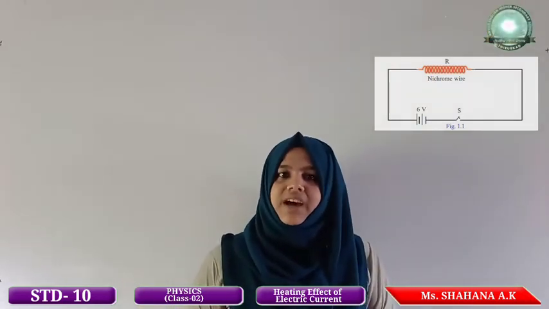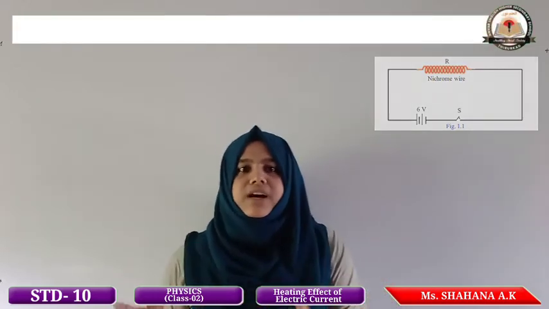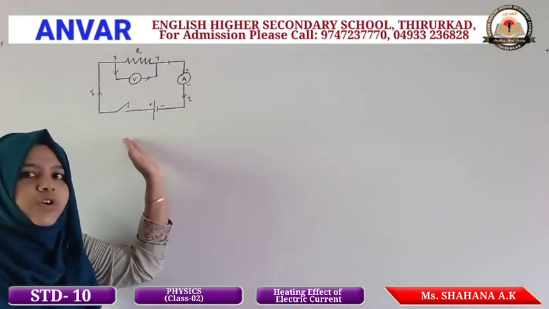What will be the reason behind it? And why does the nichrome wire alone become red hot? To understand all these things, we have to discuss this electric circuit in detail. So all of you look at this electric circuit I have drawn here.